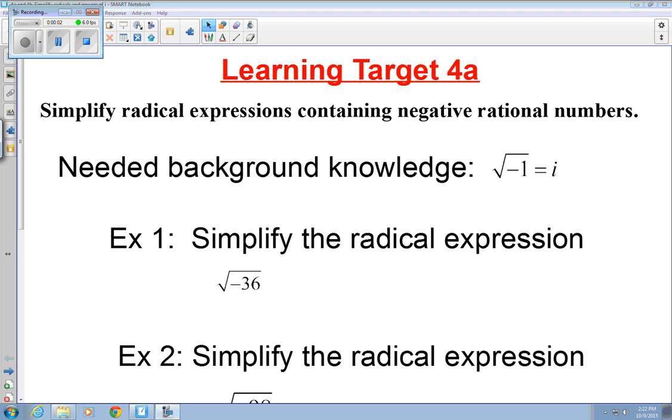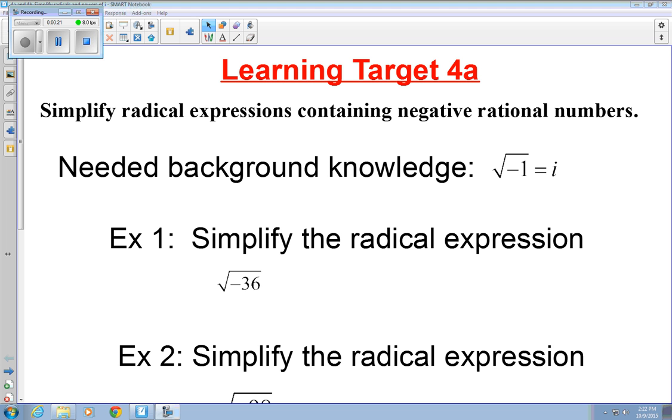Alright, this is Learning Target 4A. Unit 4 is imaginary numbers. So we're talking a little bit about imaginary numbers. 4A is about simplifying radical expressions containing negative rational numbers. Well, a negative rational number is an imaginary number.